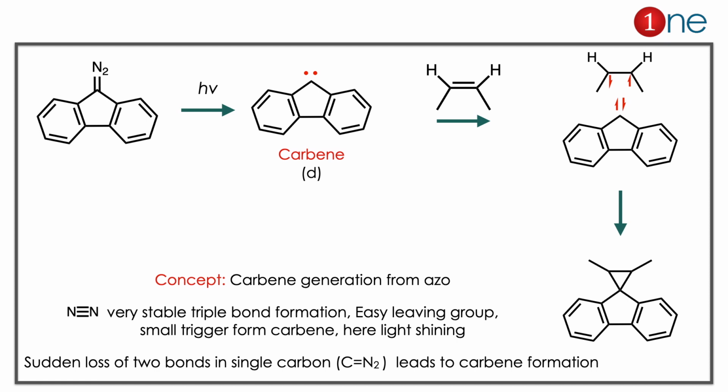Here the concept is carbene formation. Why is the carbene formed from the azo compound? Because nitrogen, N triple bond N, is a very stable triple-bonded molecule. It is an easy leaving group, and a small trigger can eliminate it. Sudden loss of nitrogen leaves two bonds on a single carbon, which creates a carbene. So it is very important. The C-N2 bond is very weak. Even a little trigger gives the carbene. Here you are shining the light, and you get the carbene in a very clean way.